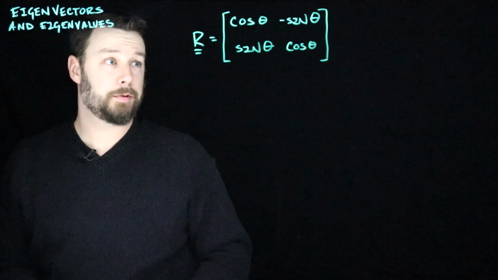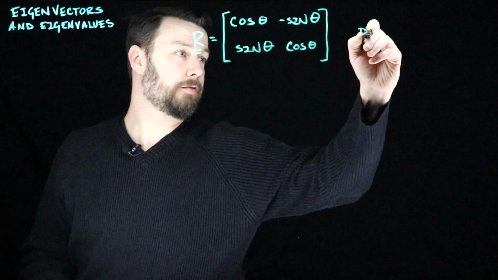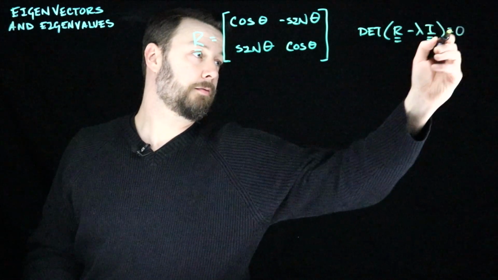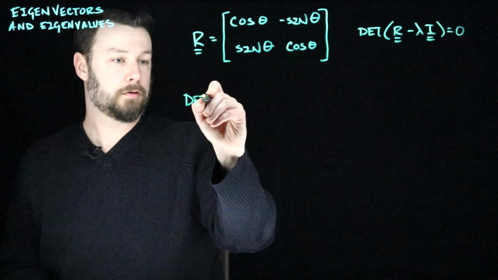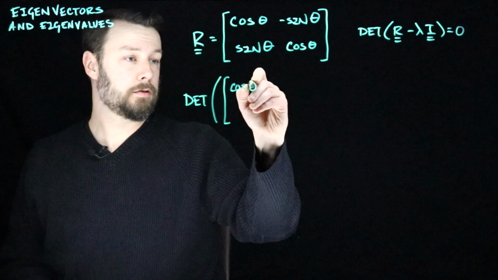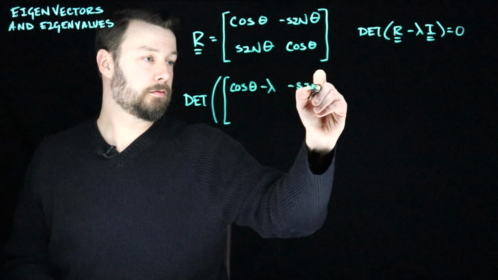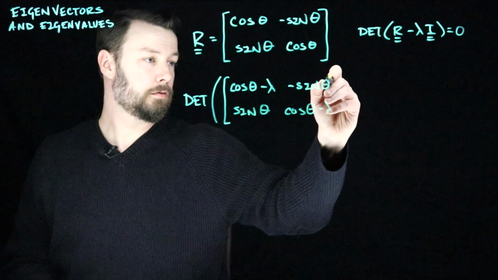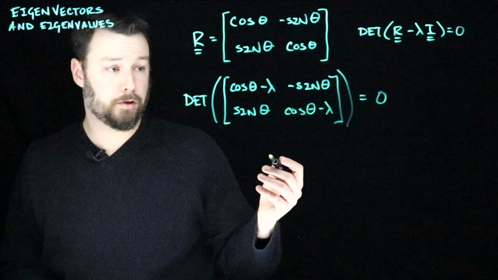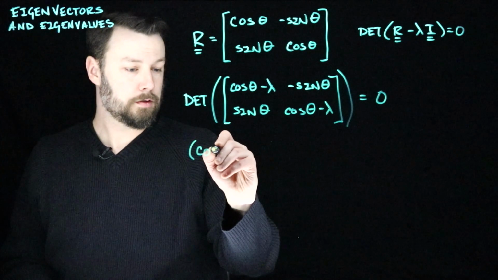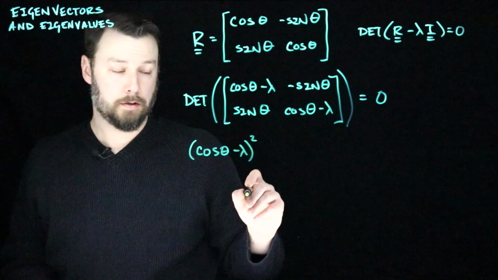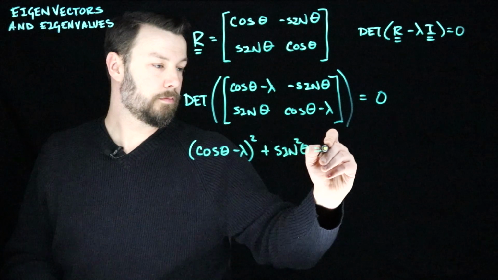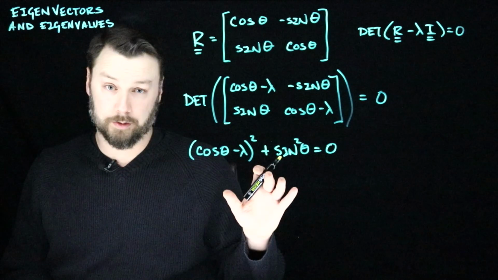Now let's think about what the eigenvalues would be for this matrix. So as before, we're thinking about the situation where we have the determinant of R minus lambda I equals 0. So let's write this out. We want the determinant of a matrix that is now cosine theta minus lambda, negative sine theta, sine theta, and then cosine theta minus lambda. And we want that to equal 0. Let's write out the polynomial. Cosine theta minus lambda squared, now plus sine theta squared equals 0.